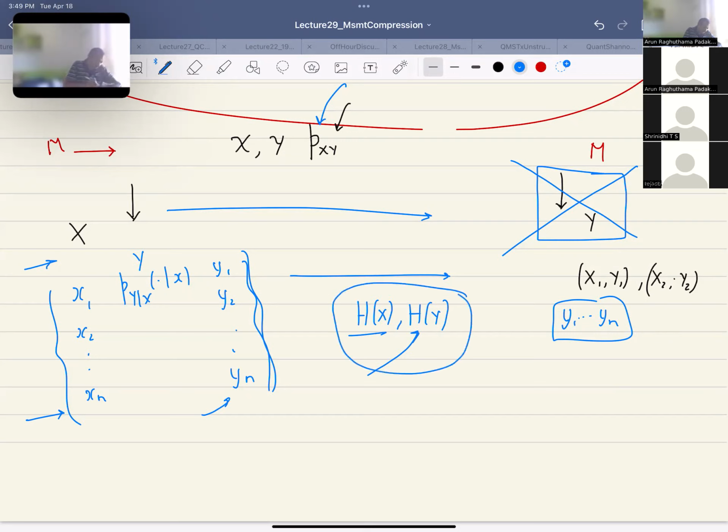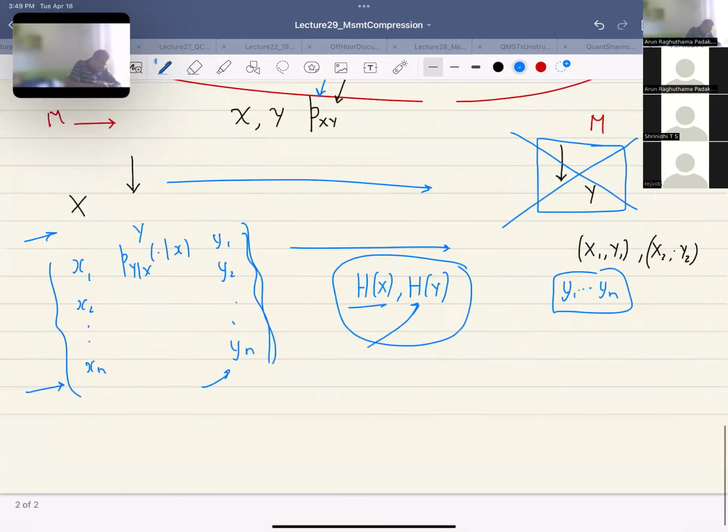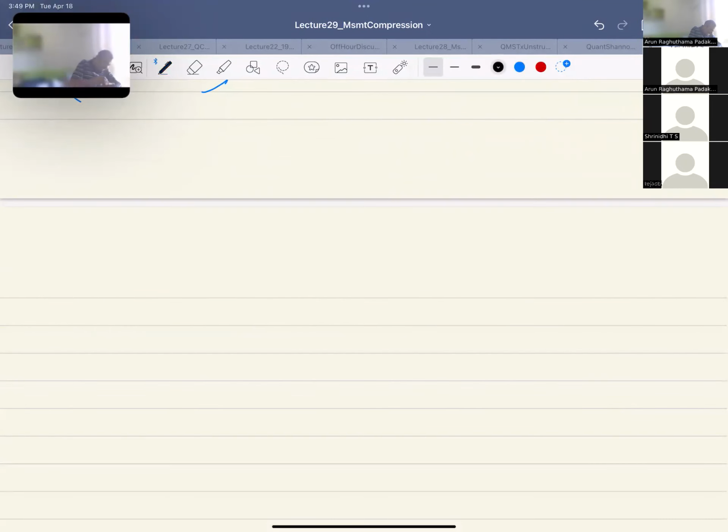Can we, in some sense, reduce the amount of communication that Alice has to give to Bob? That is the question. So what are we looking at? We're looking at something like this. Alice gets x1 through xn. So Alice is observing xn. She has to send out some message about xn to Bob.